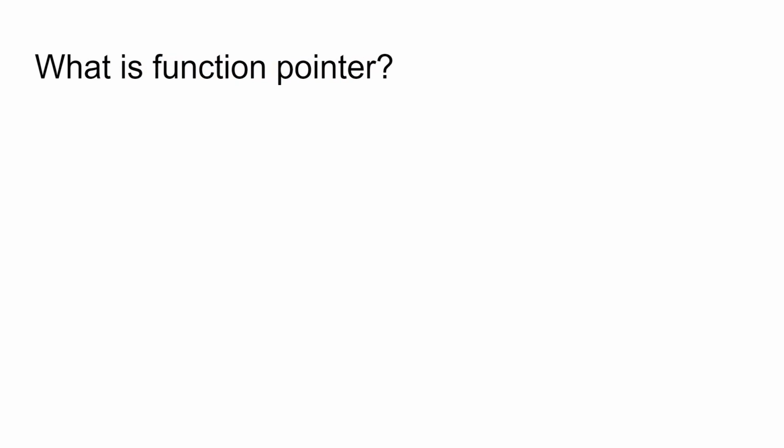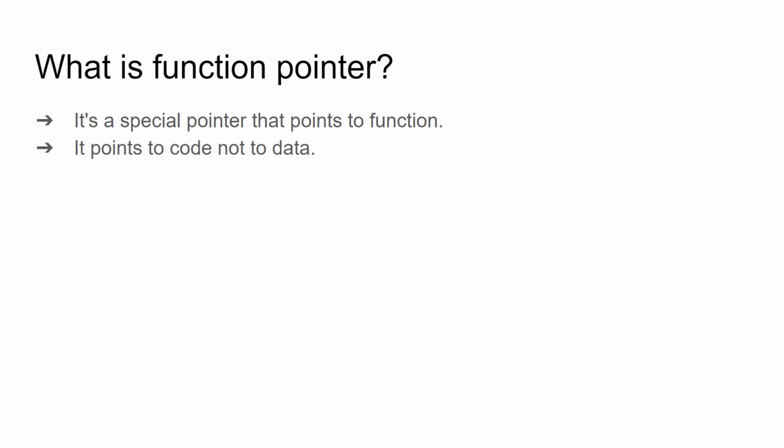So the next question is, what is a function pointer? For a function pointer, I have a detailed video, you can see it in the shown link. Here I will discuss only a few main points about the function pointer. It is a special pointer that points to a function. It doesn't point to any data, rather it points to code, and you are not allowed to allocate or deallocate memory using the function pointer.